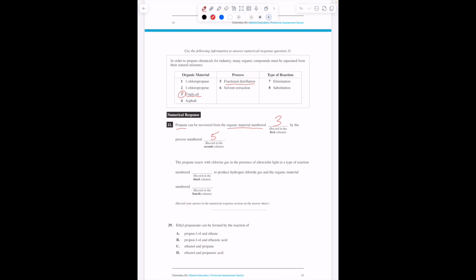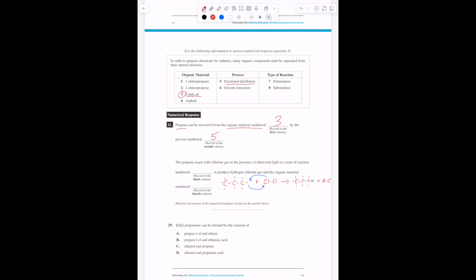Propane reacts with chlorine gas. Okay, so I could draw propane like this. Chlorine, Cl2. And you can see what's going to happen here, right? We'll replace an H with a Cl and make HCl, and there will be a chlorine sticking off right there.